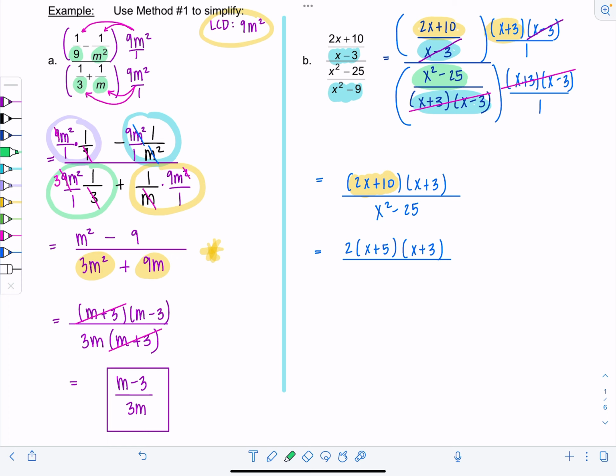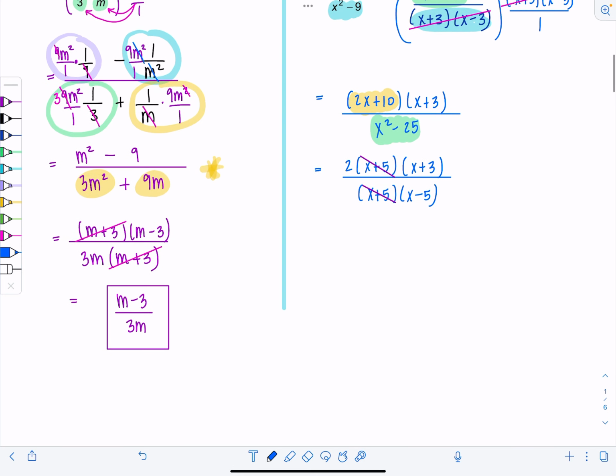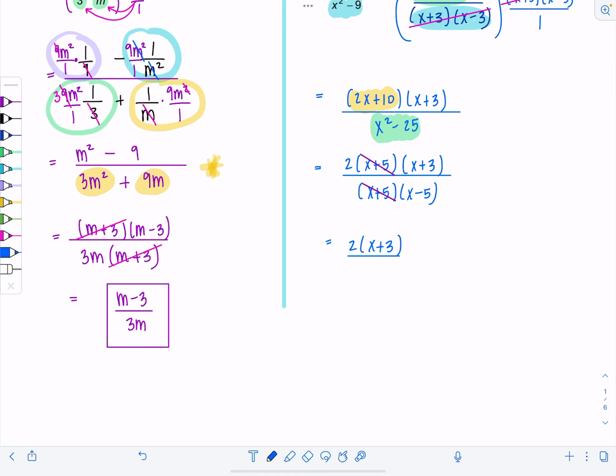And then what about this x squared minus 25? How do we factor that? It's a difference of squares, so that's going to factor into x plus 5 times x minus 5. All right, perfect. And then, I noticed I can cancel out this x plus 5. And then final answer, we're left with 2 times x plus 3 over x minus 5. You can stop there, or if you want to distribute the numerator, then it would be 2x plus 6 over x minus 5. It doesn't really matter in this case. Okay?